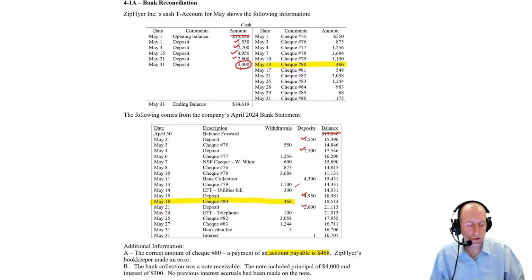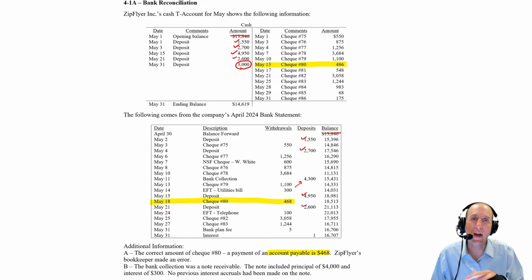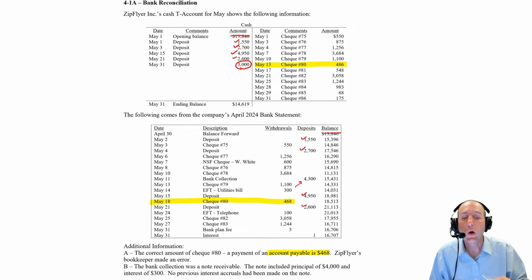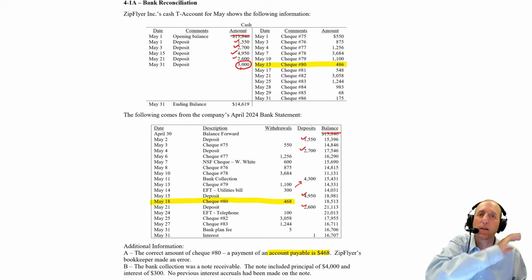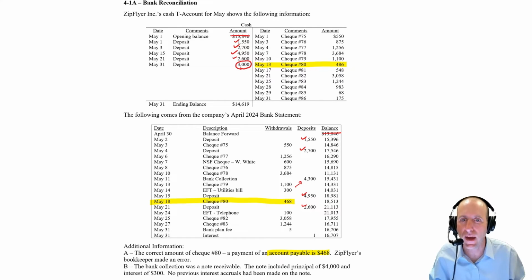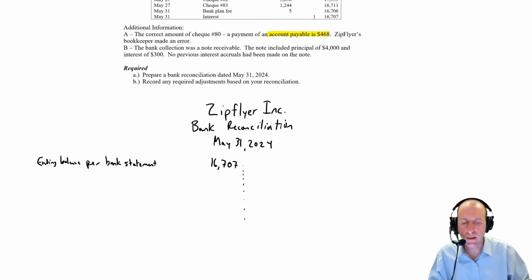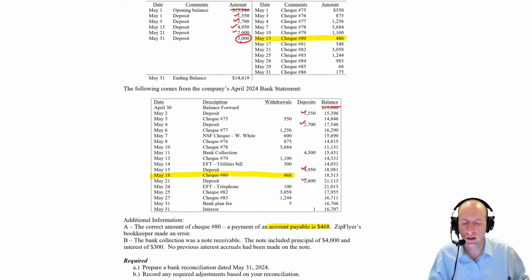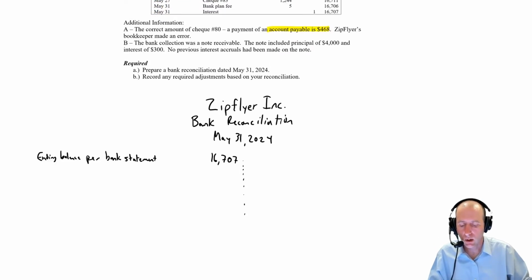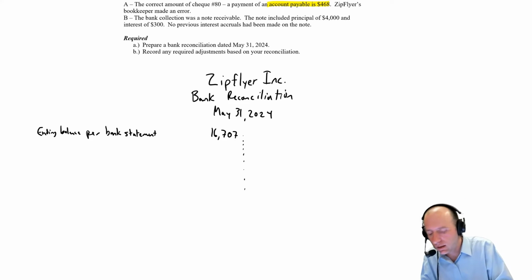Now you might say, well, what about this 4,300? Well, that's something on the bank statement that's not in our T account. We'll deal with that on our side. That's something we've missed. That's not something the bank has missed, though. Right now we're worried about what the bank missed. So the bank missed a $3,000 deposit. We call that an outstanding deposit, or a deposit in transit.